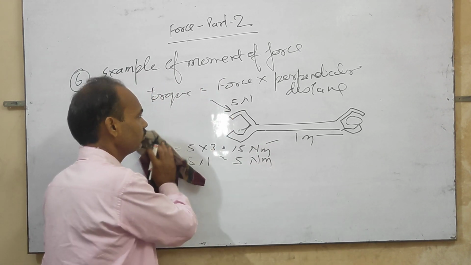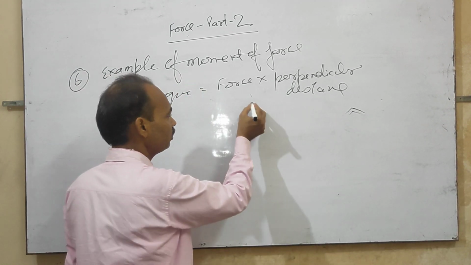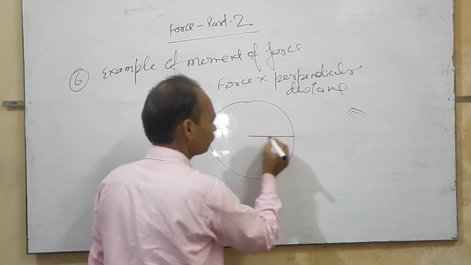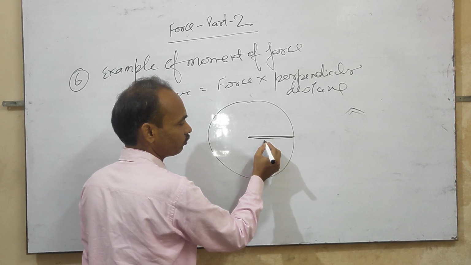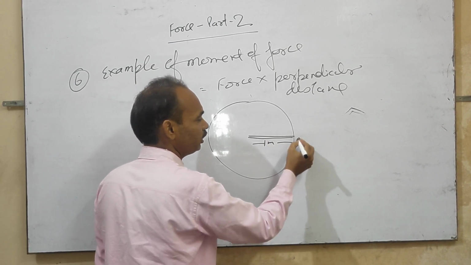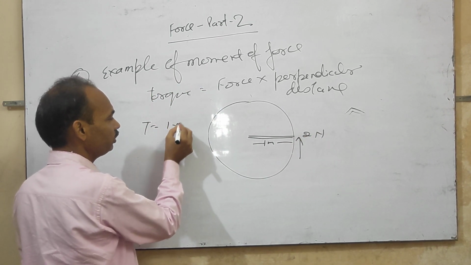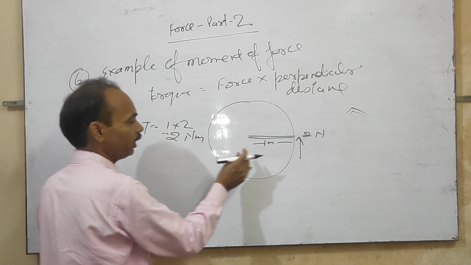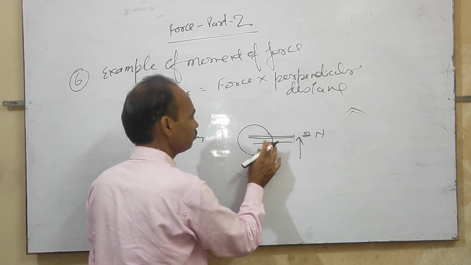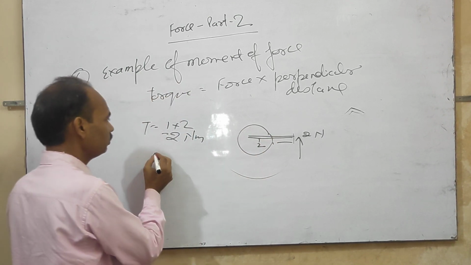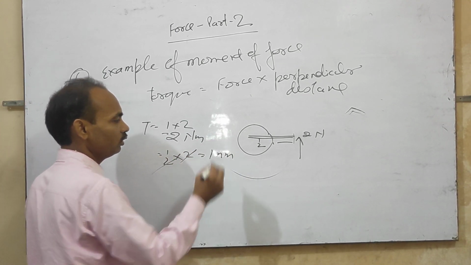The third example is the steering wheel of a car, which is at a great distance known as the radius. If the radius is 1 meter and you apply a force of 2 Newton at this point, then torque will be 1 into 2, equal to 2 Newton meter. And if the wheel has a much smaller radius, suppose 1 upon 2, then torque will be 1 upon 2 into 2, equal to only 1 Newton meter.